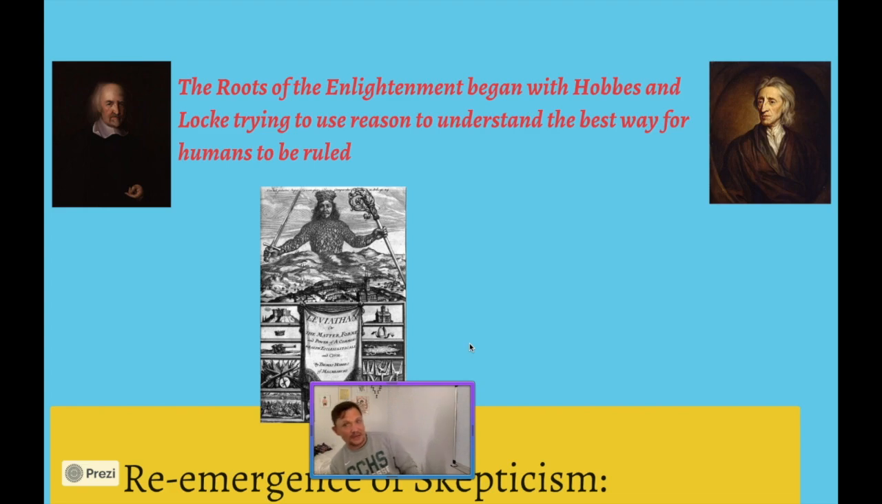Now, the roots of the Enlightenment begin with Thomas Hobbes and John Locke, right? Because they're trying to understand the best way for humans to be ruled, right? And this is a thing where you can't sit down and design an experiment about it, but of course they're going to have two debating ideas, right?